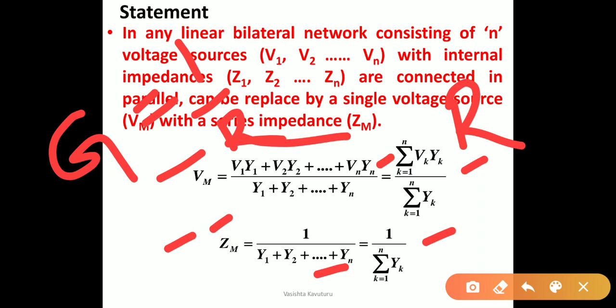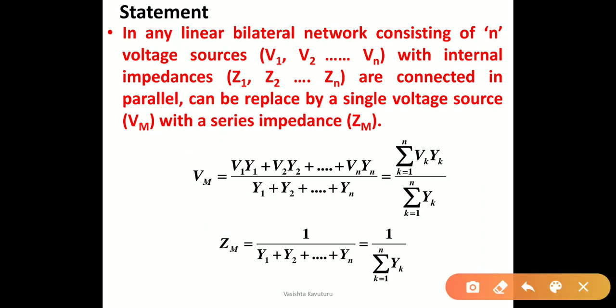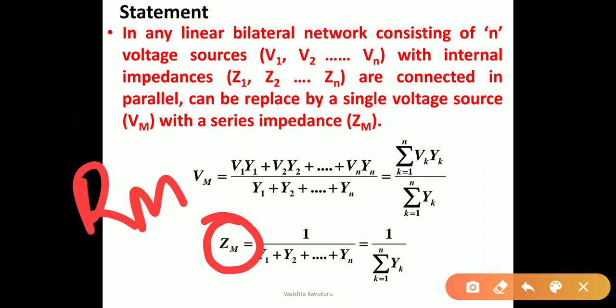So the formula now becomes V1 G1 plus V2 G2 plus and so on Vn Gn, divided by G1 plus G2 plus G3 and so on Gn. Zm becomes the equivalent resistance Rm, that is Millman's resistance, given by the formula 1 divided by G1 plus G2 plus and so on Gn.